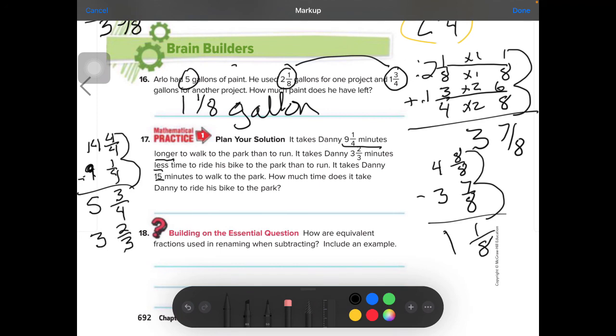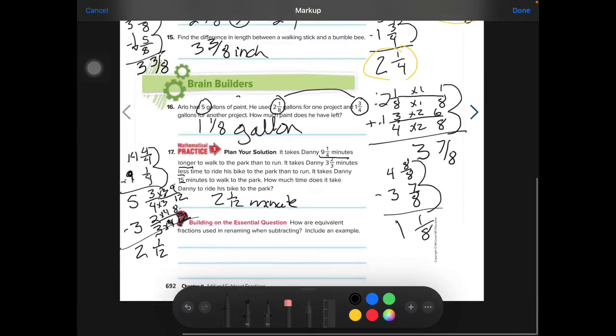So 3 2/3 minutes. Okay, they are not going to work out because they are not like fractions. So I'm going to turn them into like fractions. They can both go into 12. Okay, I'm subtracting. So 9 minus 8 is 1, 12, and then 5 minus 3 is 2. Whew, that was crazy. So it's going to take Danny 2 1/12 of a minute to ride his bike to the park. There we go. That was crazy.